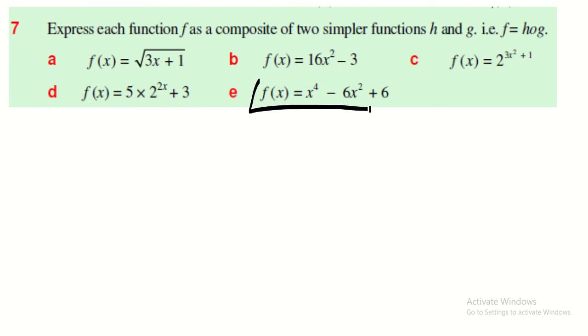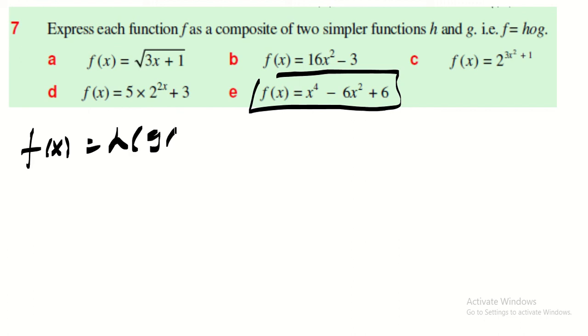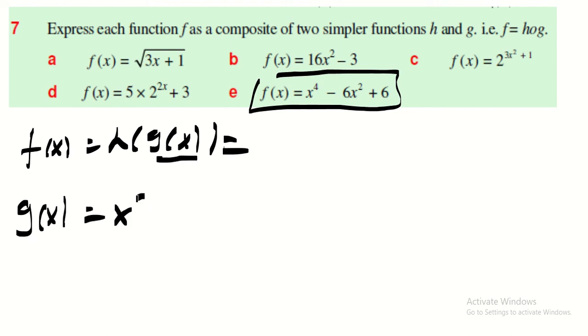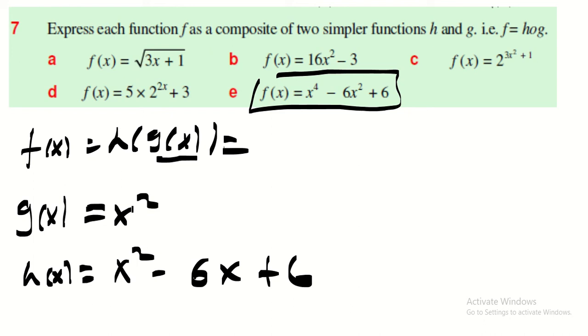The last one, the power of 4. That means two quadratics are composed each other. So f of x is the same as h of g of x. So what are two functions composed and give you this result? I can say g of x is x squared, and h of x, you can take x squared minus 6x plus 6. Because if you substitute this one here, it will be x squared, square root of x, power of 4. Again, if you substitute this result here, it's going to be 6x squared. So when you say h of g of x, what g of x is replaced and give you this result?